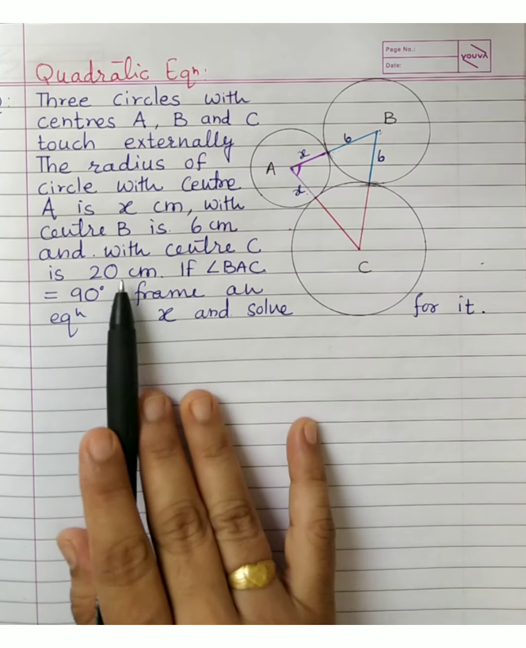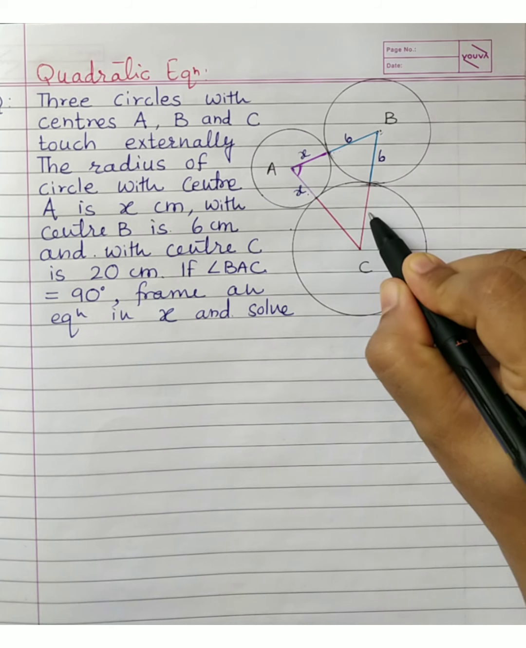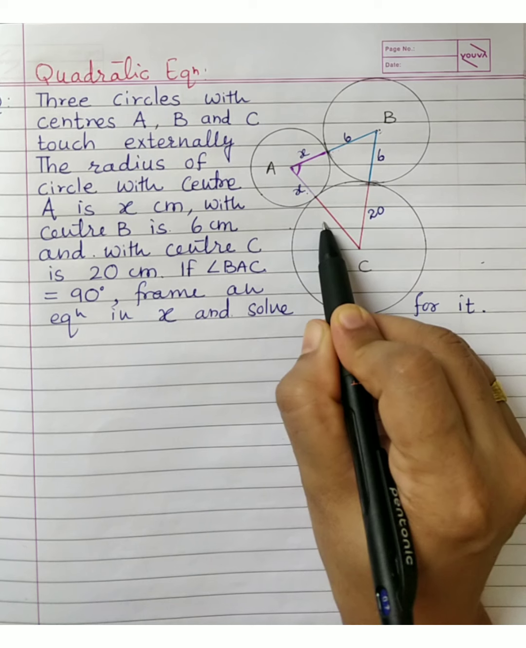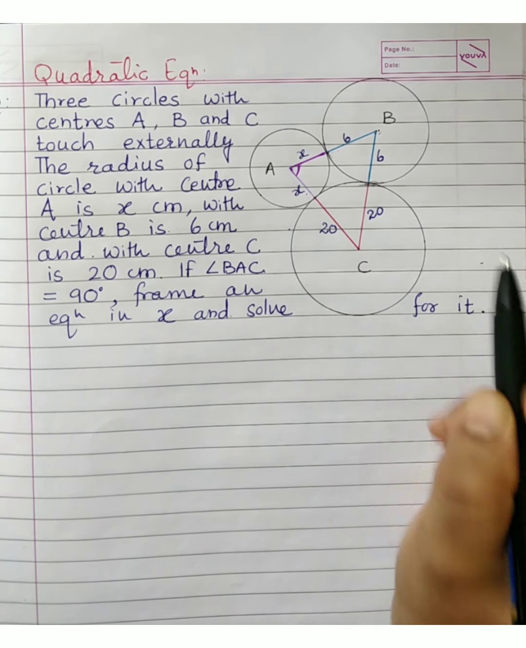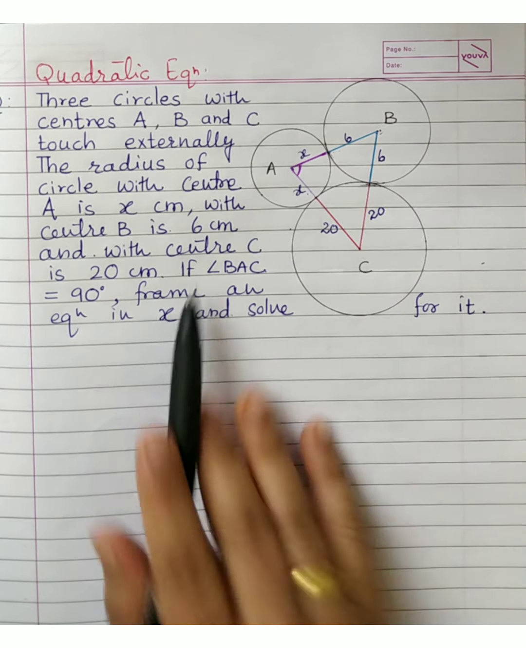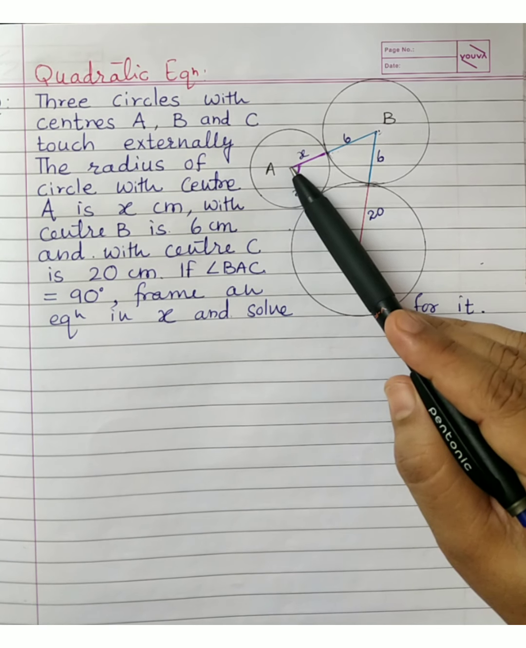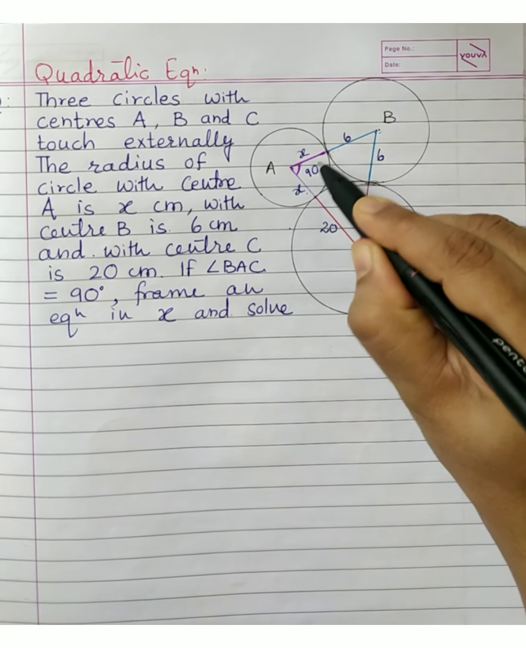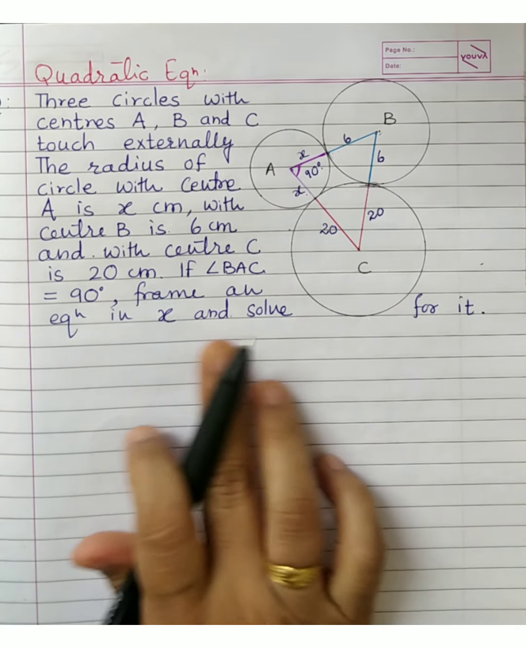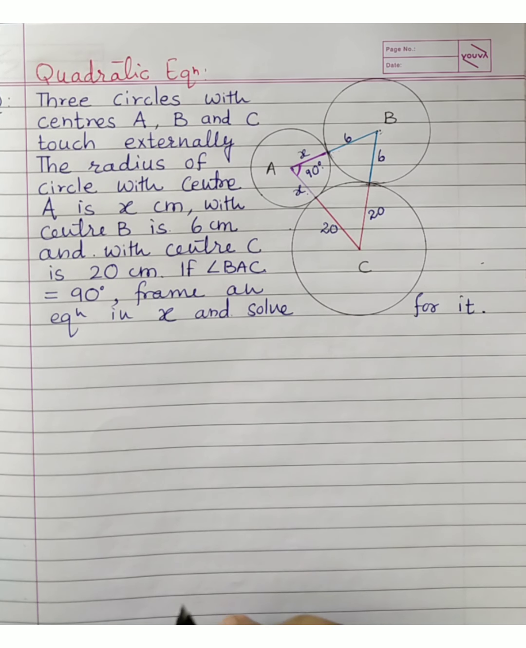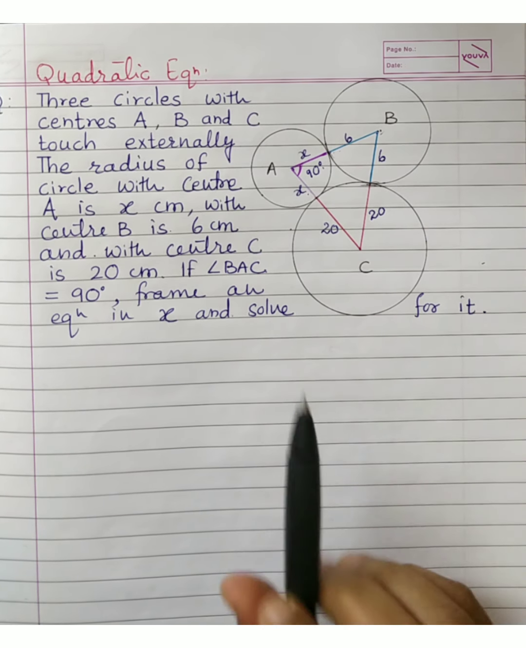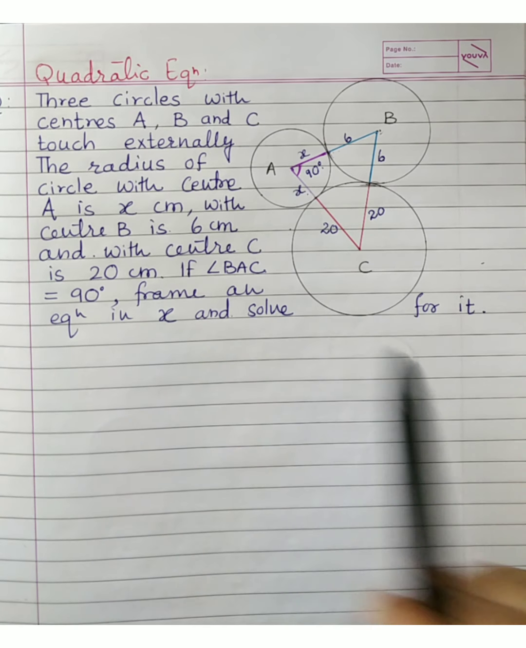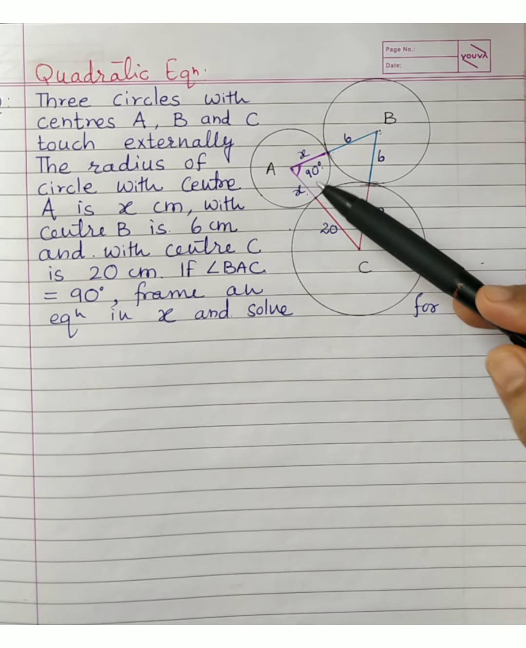And the circle with center C has radius 20 centimeter. If angle BAC is 90 degree, frame an equation in x and solve for it. So I think the question is pretty clear to you. Using the image definitely helps us here. Now you have to frame an equation in x, and this angle is 90 degrees.